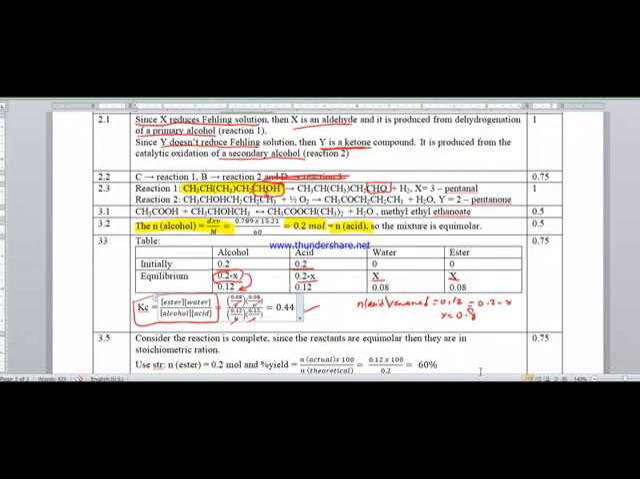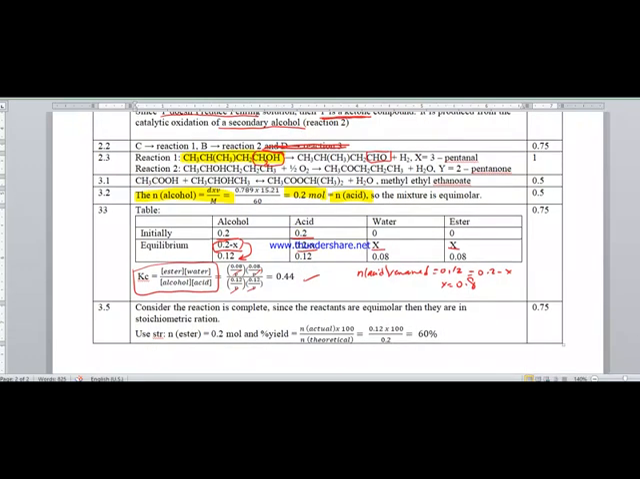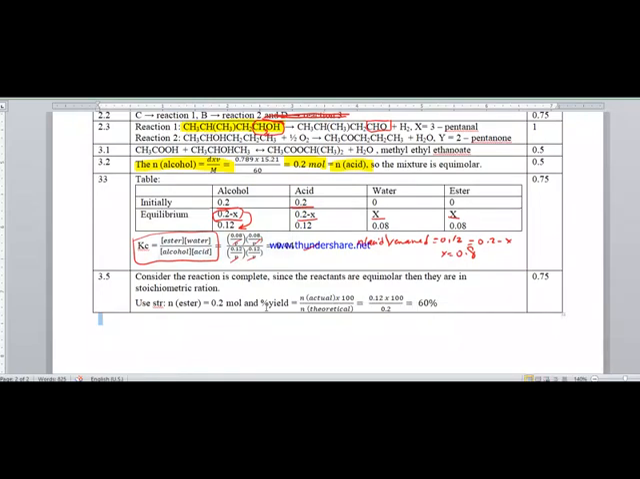The last part asks for the percentage yield. To calculate it: actual over theoretical. I write the expression actual over theoretical. The actual is the number of moles of ester produced at equilibrium, which is 0.08. Theoretically, I always say in official exams to consider the reaction complete. Since the reactants are equimolar, I use the stoichiometric ratio, so the theoretical value is 0.2. We substitute and get 40%. This is the correction of the final term exam.